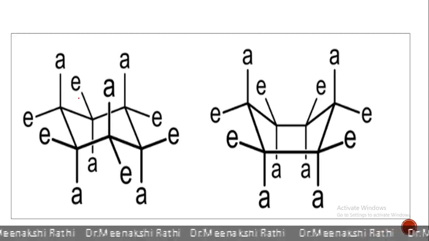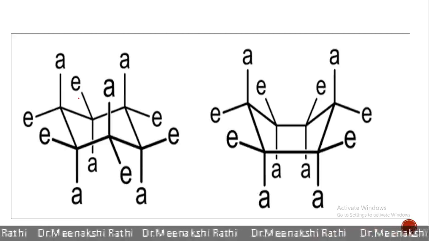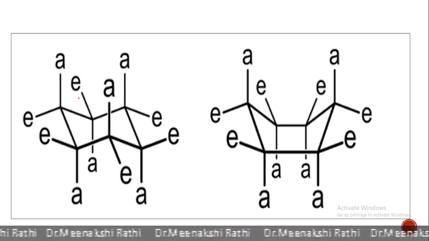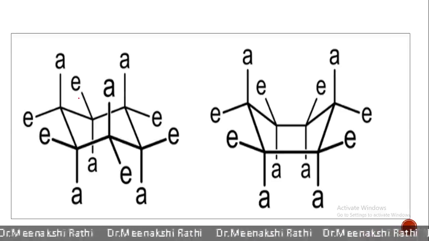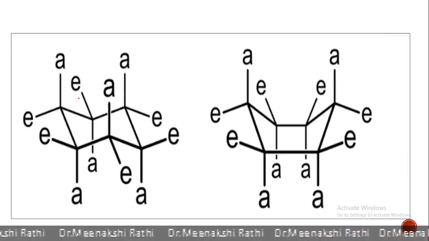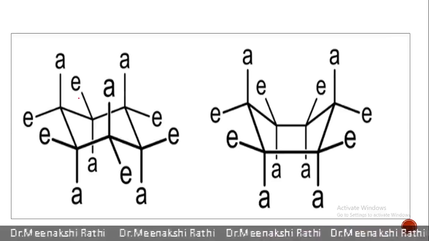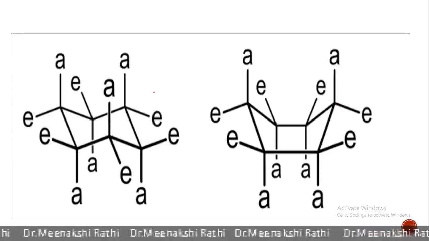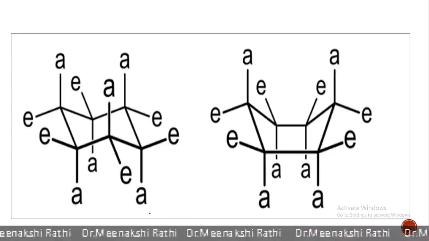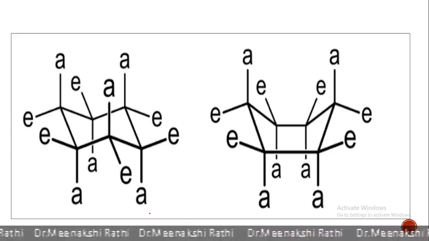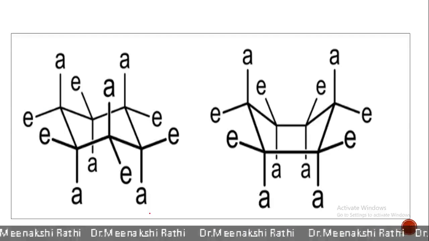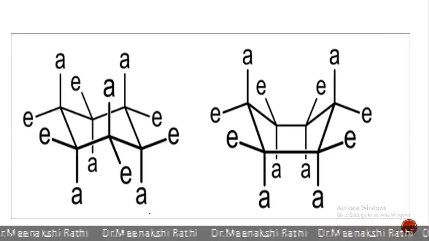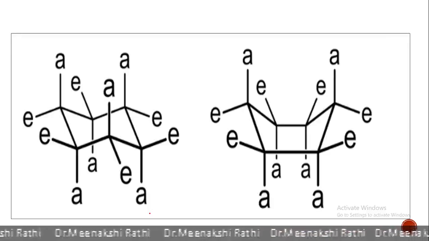See here, in chair conformation and boat conformation, axial and equatorial hydrogen atoms are represented. A stands for axial and E stands for equatorial. At each carbon atom, there is one axial and one equatorial hydrogen atom. So there are always 6 axial and 6 equatorial hydrogen atoms, both in chair conformation as well as boat conformation.